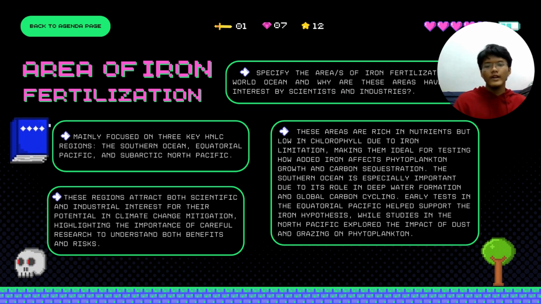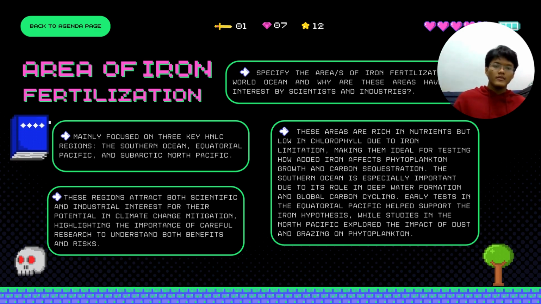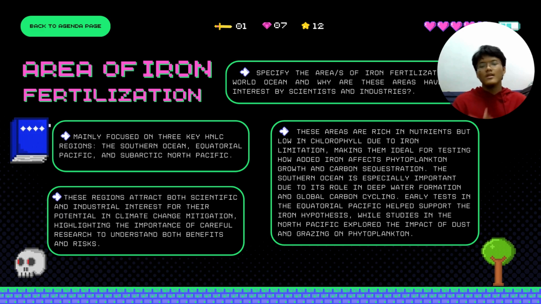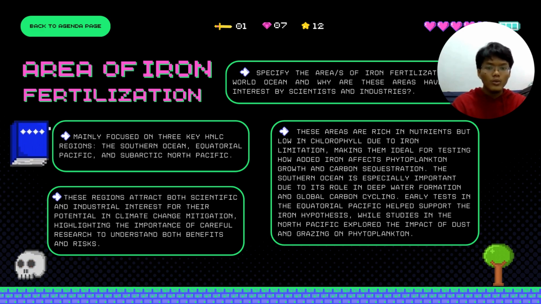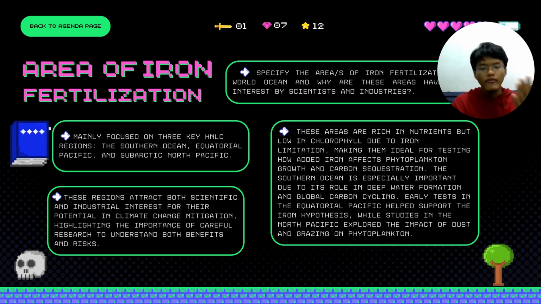For the area of iron fertilization, specify the areas of iron fertilization in the world ocean and why these areas have gained interest from scientists and industries. Mainly, the focus is on three HNLC regions: the Southern Ocean, the Equatorial Pacific, and the Subarctic North Pacific. Why do these gain interest from scientists? These areas are rich in nutrients but low in chlorophyll due to iron limitation, making them ideal for testing how adding iron affects phytoplankton growth and carbon sequestration.